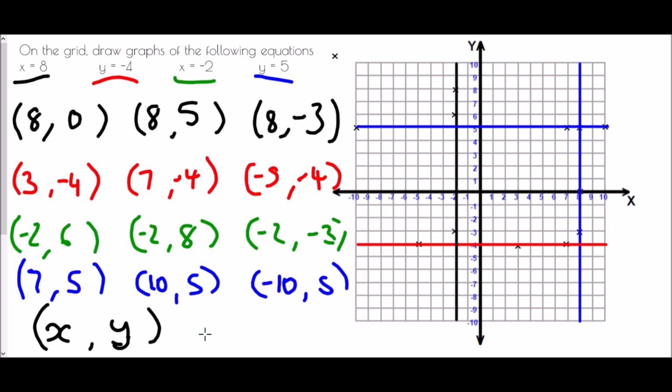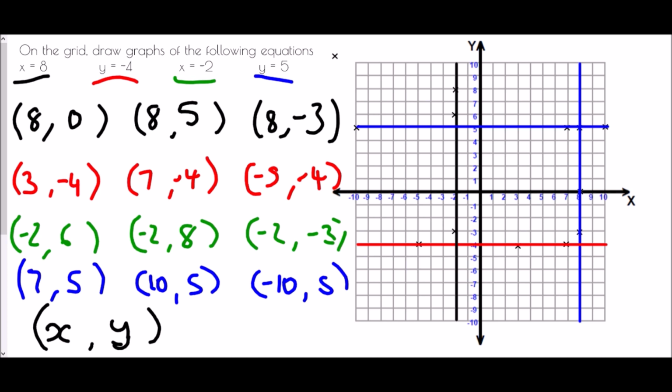Now, you will notice that each of these lines is either horizontal or vertical. That is what these lines will always look like. If it's an x equals, it will always be a vertical line. If it is a y equals, it will always be horizontal. And the reason for that is that each of these lines is drawn through the axis.